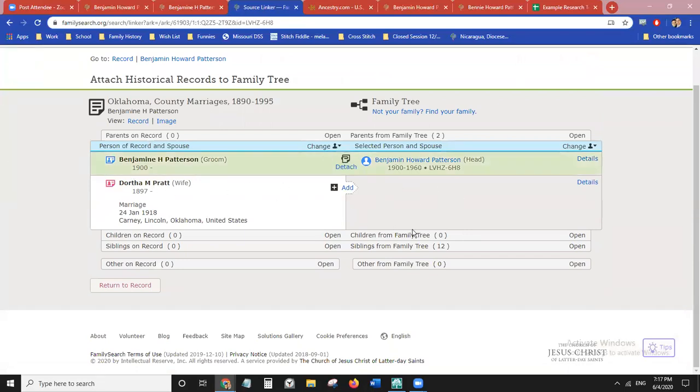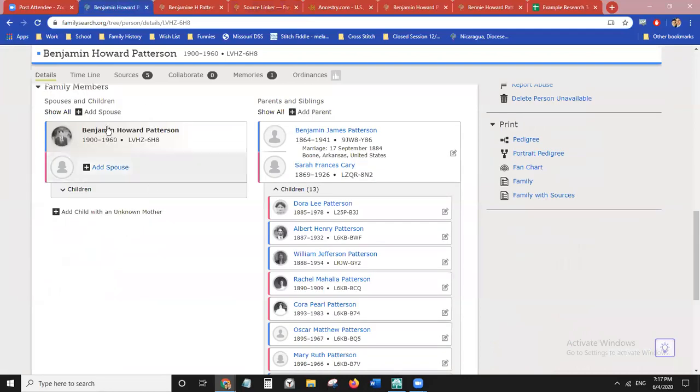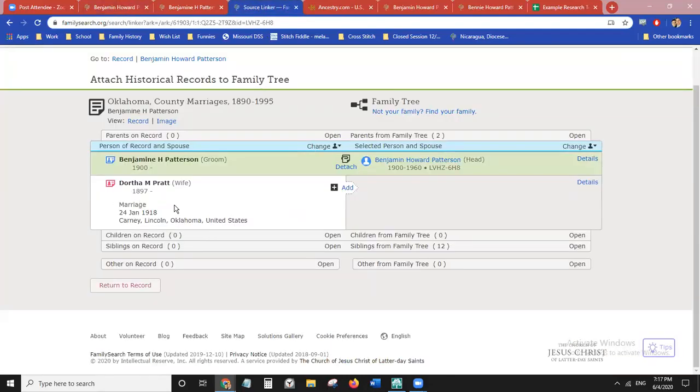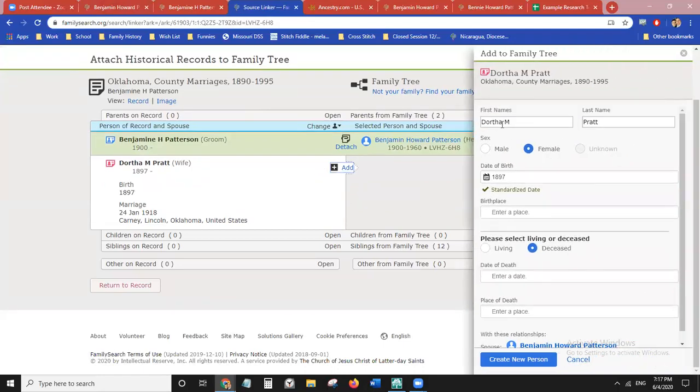Now, I don't have a wife for him in Family Search yet when you look at his family members. So I'm going to go ahead and create a person by pressing this add button right here. And it'll take all the information from the record and fill in all this information. So I don't know what her middle name is. I'm going to go ahead and put Dorothy rather than Dortha, because she showed up in that census as Dorothy and she shows up in other records as Dorothy. Spoiler alert.